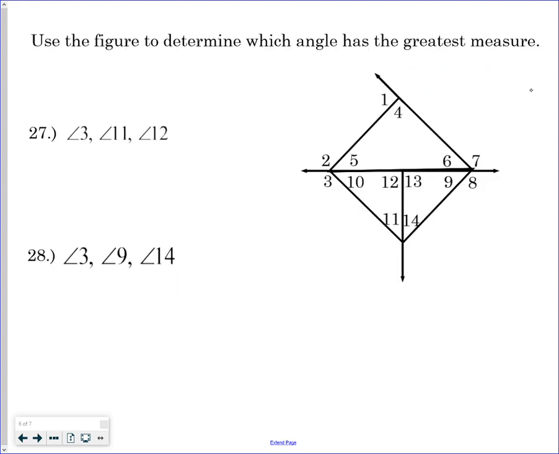Okay. Use the figure to determine which angle has the greatest measure. So here's where you really have to pay attention. Sometimes they say smallest to largest. Sometimes they say larger or smaller. Sometimes they say find the greatest. Sometimes they say find the least, right? So just like really watch for that, okay?